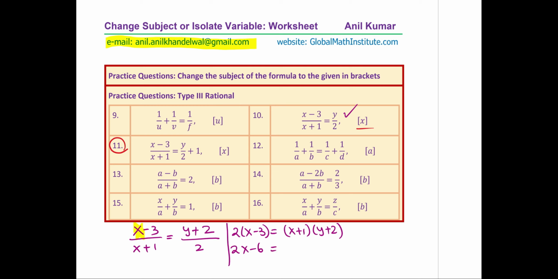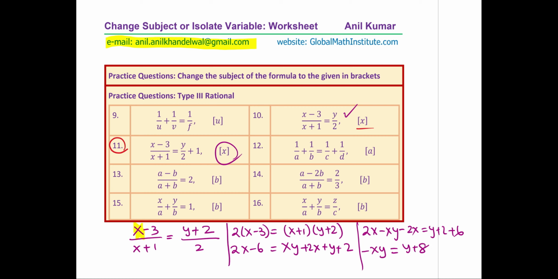Now we should get 4 terms and then we'll combine them. So we get xy plus 2x plus y plus 2. Since we need to isolate x, I'll bring the x terms to the left side. So we have 2x minus xy and again 2x. So 2x and 2x cancel. Do you see that? And we have on the right side y plus 2, and we are taking plus 6. So here 2x and 2x cancel. So we have minus xy equals y plus 8.